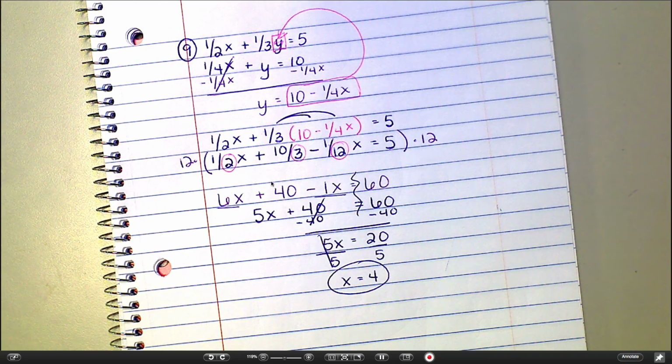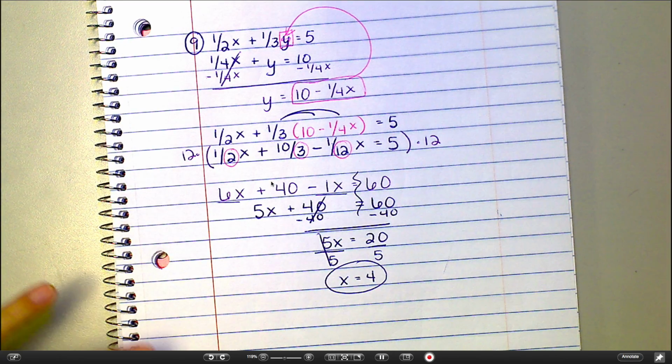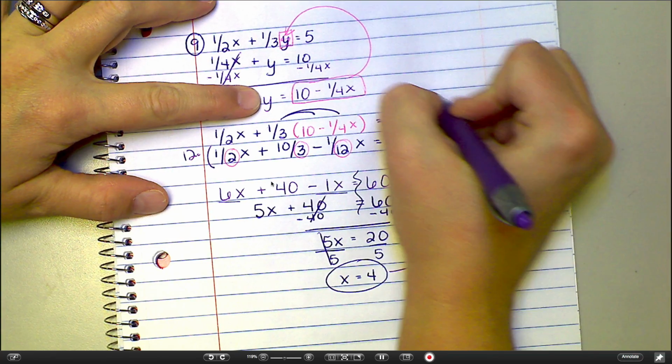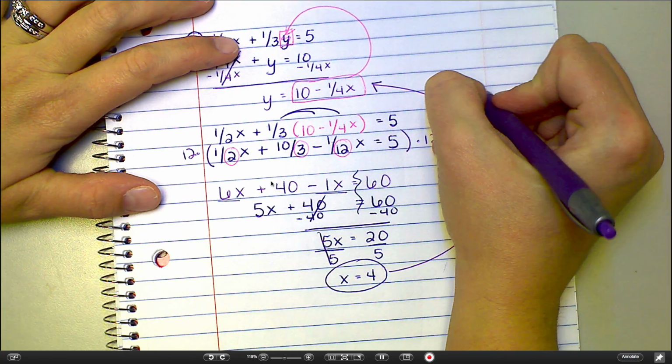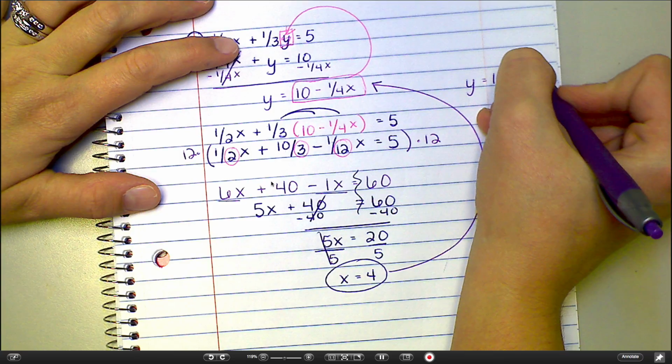Now I want to go back and solve for y. And to do that, I want to look for an equation that is already solved for y, an equation that says y equals. And I see that right here. So I'm going to put this 4 back in up here, and I'm not going to let those fractions scare me. So y equals 10 minus 1/4 times 4.